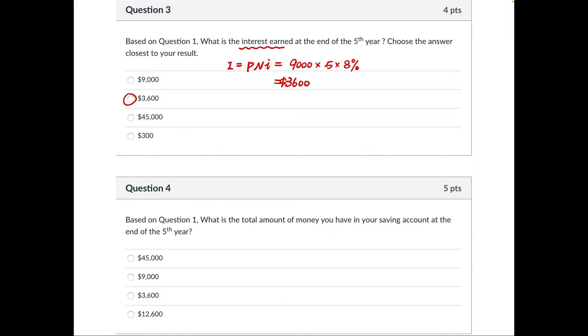But talking about the total savings in your account, that's kind of total payback. So the total payback will be the I plus the principal, right? How much you invest and how much you earn as interest. So the I is 3,600 plus 9,000, which is 12,600.